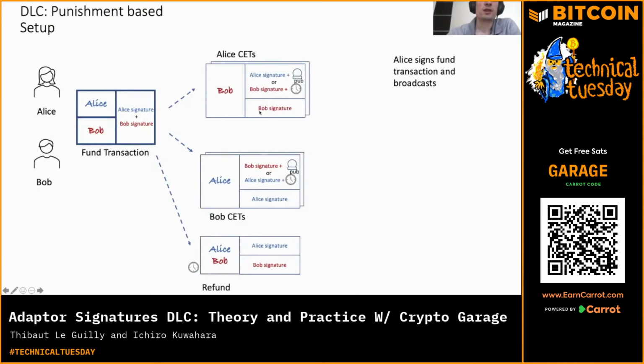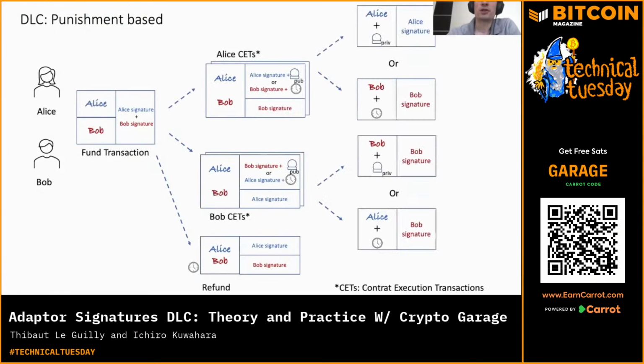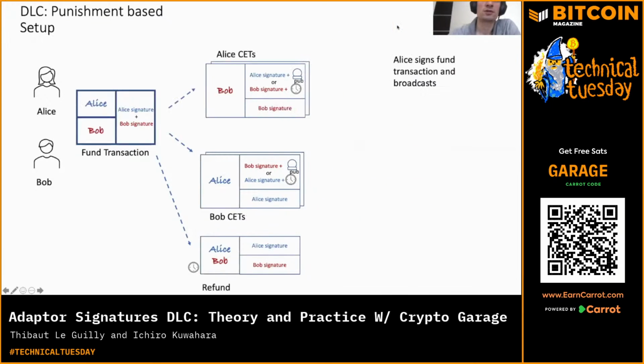However, as we saw here, using this CET is a bit impractical. If you actually want to recover your funds at the end, you need to have this closing transaction here. So in total, you would need 1, 2, 3 transactions to really close the contract. So this is a bit impractical.